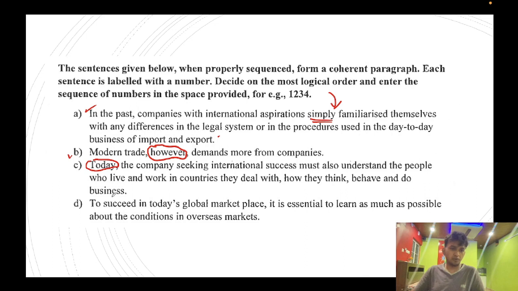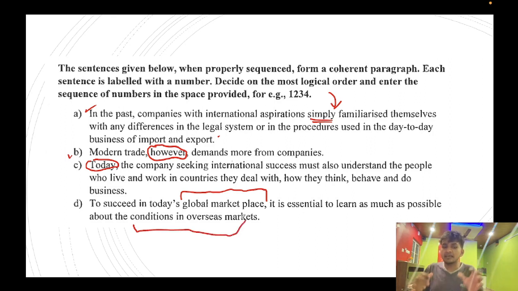Now read the fourth option. To succeed in today's global marketplace, it is essential to learn as much as possible about the conditions in overseas markets. See, what is peculiar about this sentence? First of all, it introduces the concept of global marketplace. Right? It introduces the context. It says that in this paragraph we are going to talk about the global marketplace, and it says what is the condition for success. So here we are being given context.